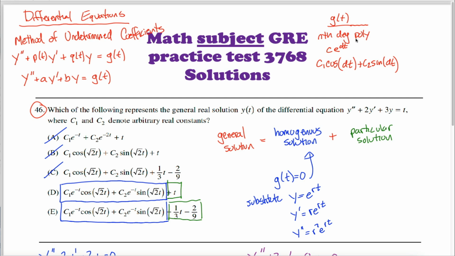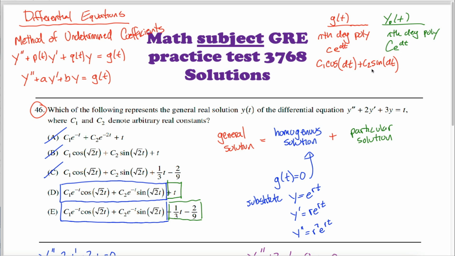If g of t is an nth degree polynomial, then what you start out with, your guess for the particular solution, is just an nth degree polynomial. If g of t is an exponential function, then your guess is just an exponential function with an arbitrary coefficient. So capital C instead of little c maybe, e to the dt power. So if g of t were, I don't know, 3e to the 4t, you do Ce to the 4t.